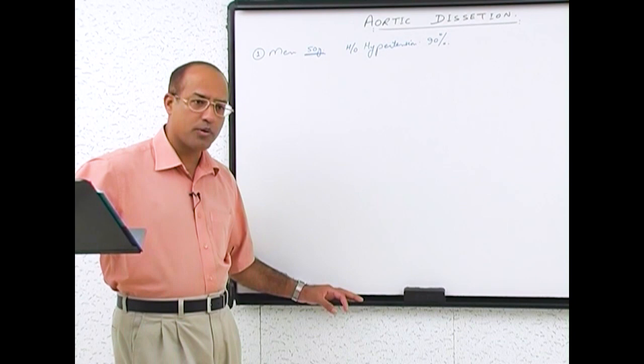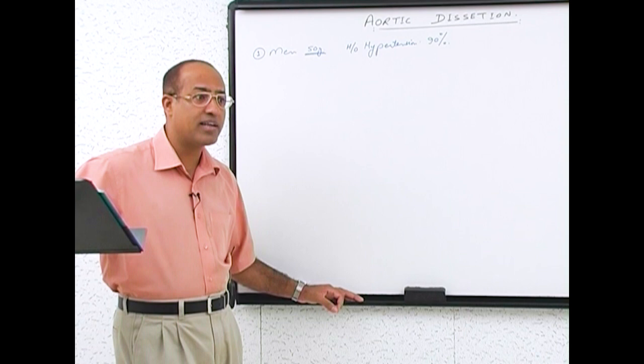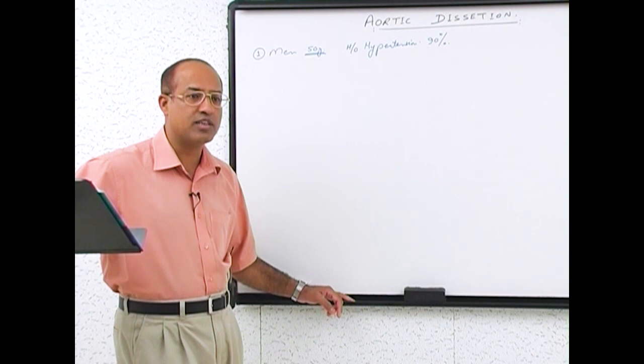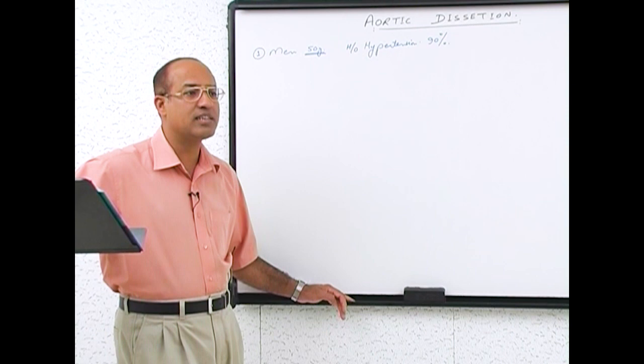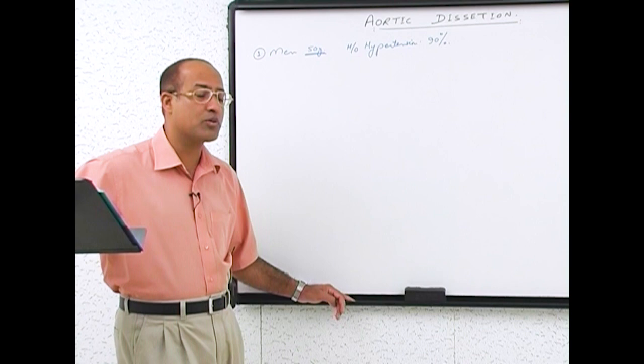Of course, with high blood pressure there's a stronger jet effect, and blood has a tendency to create stronger jets which can cut their way through the intimal tear into the media. Secondly, some people say that in hypertension there are more degenerative changes within the fibromuscular layers of the aorta, and the aortic wall is also weak. This is a major group.